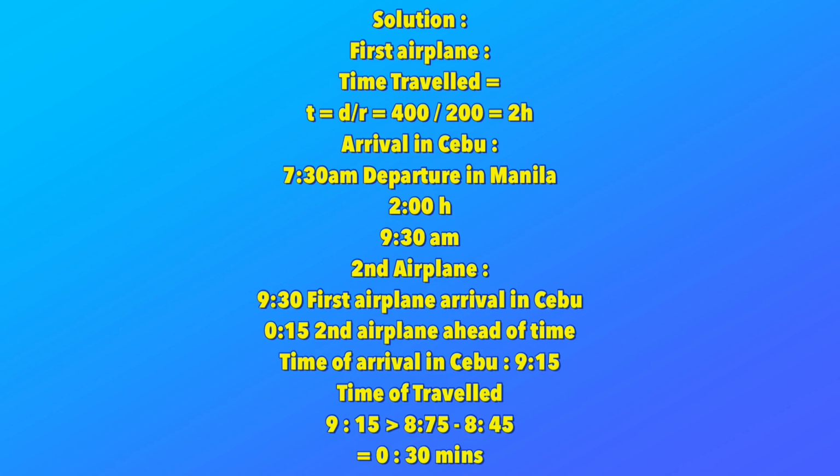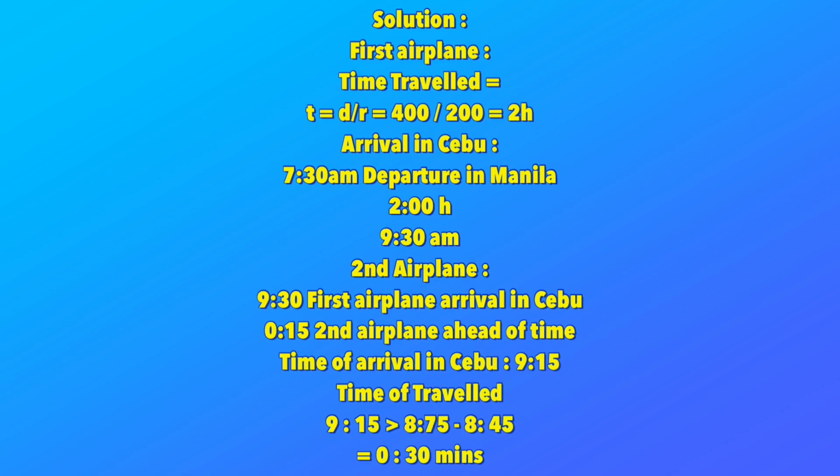Then we have to compute the arrival in Cebu. At 7:30 a.m., plus 2 hours, so we have 9:30 a.m., the time of arrival in Cebu of the first airplane. Then for the second airplane we're going to compute again. The first airplane arrives in Cebu at 9:30. Then we have to minus the 15 minutes ahead of time of the second airplane.